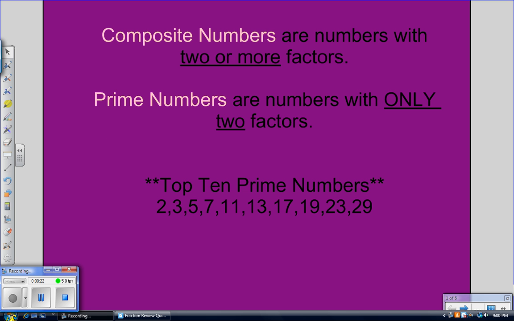The first thing you need to know for your quiz is your composite versus prime numbers. Your composite numbers are numbers with 2 or more factors, and your prime numbers are numbers with only 2 factors. And I have included your top 10 prime lists down here. You need to make sure you study those and know those for your quiz.